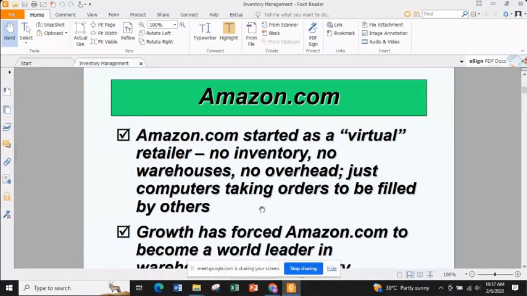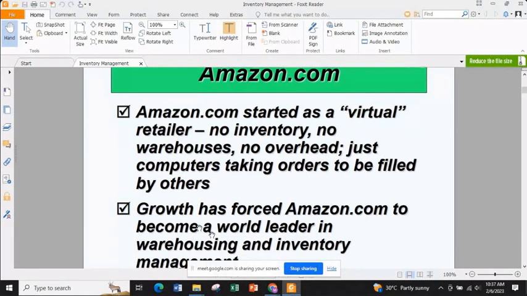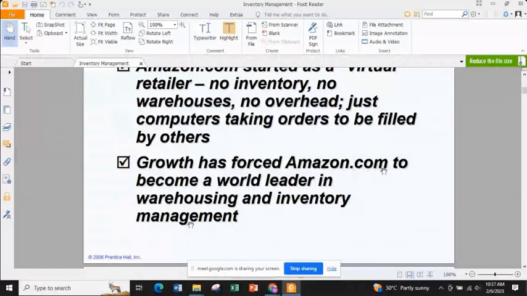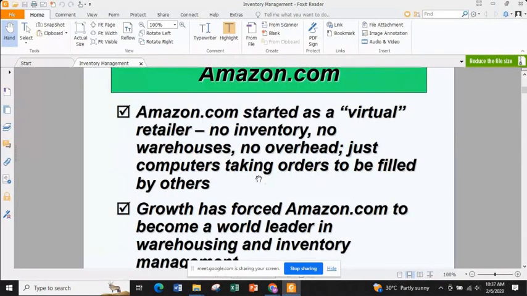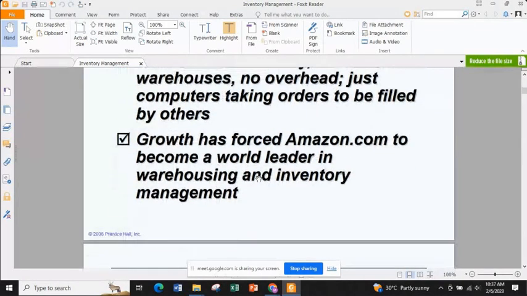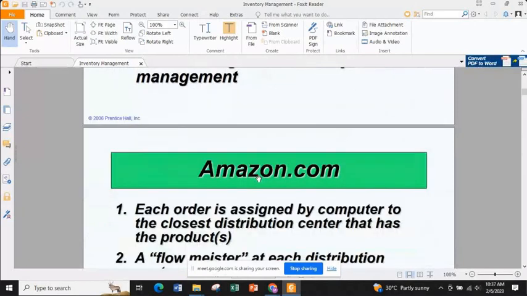So Amazon.com started as a virtual retailer. No inventory, no warehouses, no overhead, just computers taking orders to be filled by others. Growth has forced Amazon.com to become a world leader in warehousing and inventory management. So for this topic we choose Amazon as a reference for discussion, but you can explore other companies like Alibaba. We have thousands of companies worldwide.